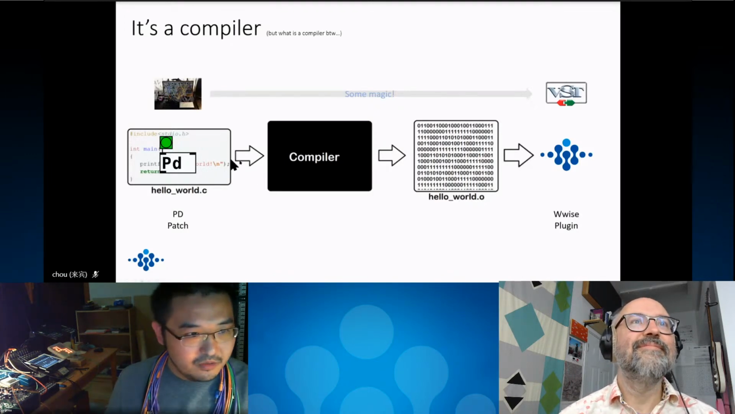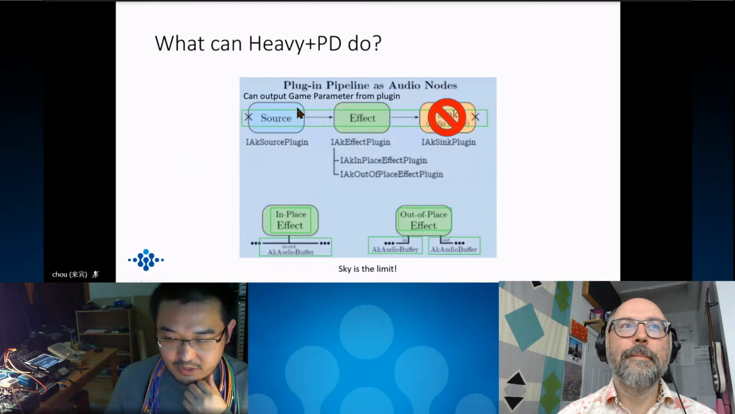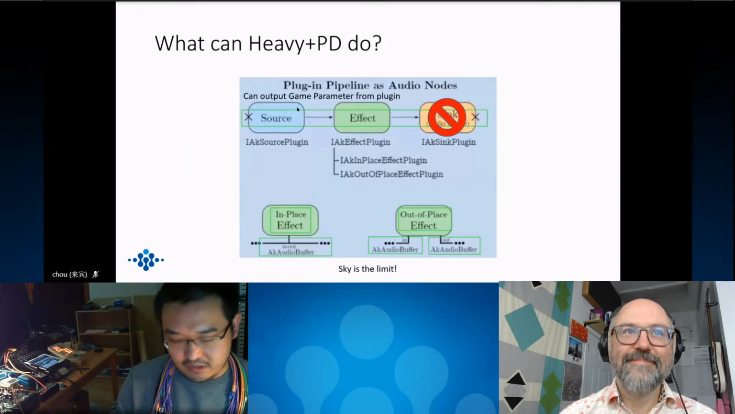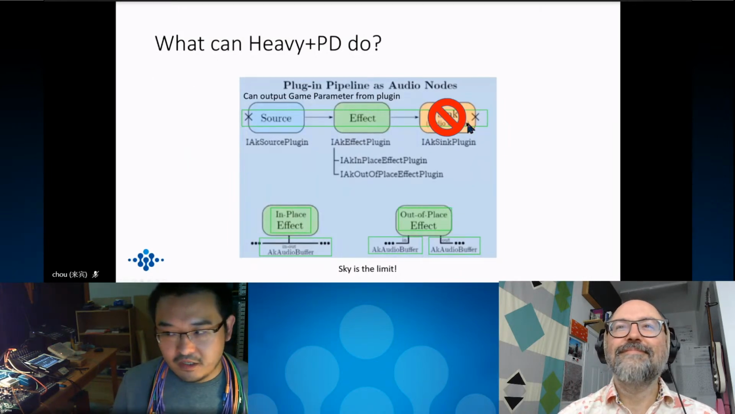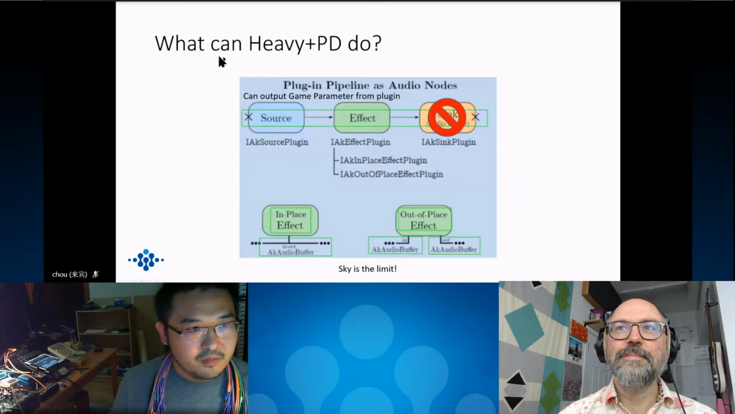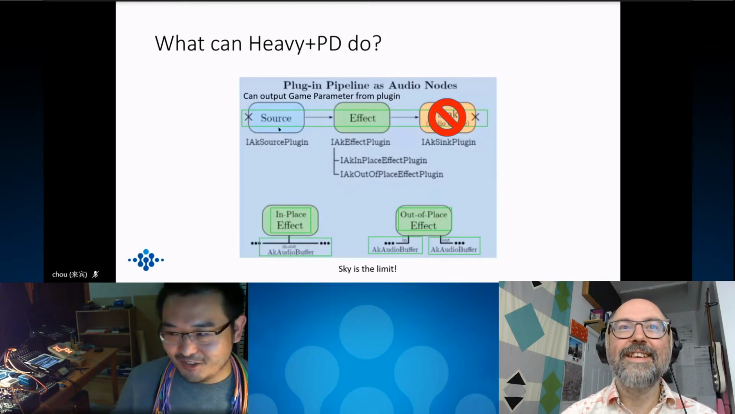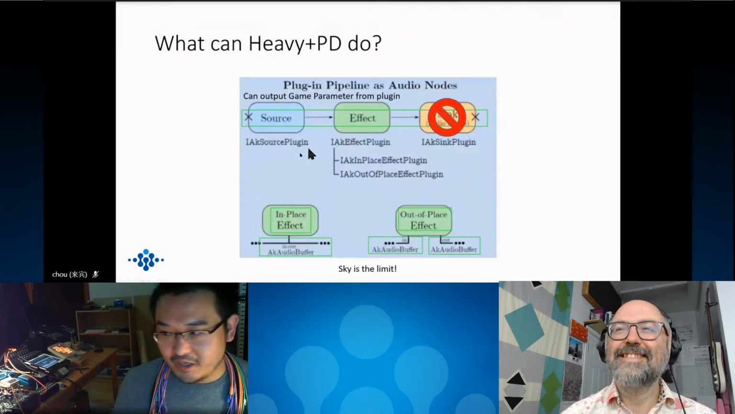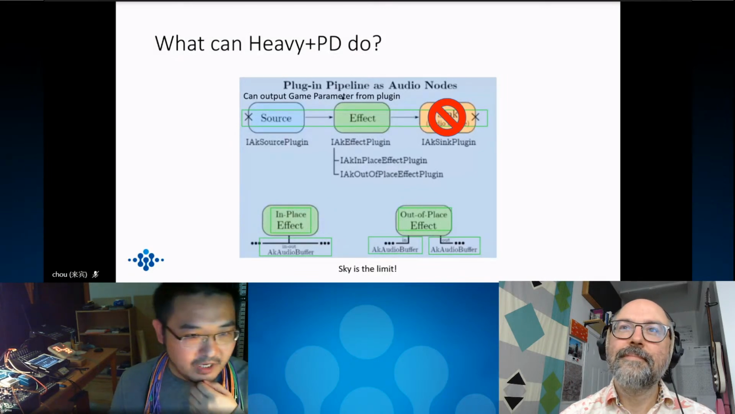Yep. So let's continue. Next is what can Heavy plus PD do? I think Samuel has already talked about how many kinds of PD Wwise plugin there are. We have source, effect, and sink. Sink is an audio device, and for the effect we have in-place effect and out-of-place effect. But if you are using Heavy and PD, you can create a source. Like you think, okay, Wwise doesn't have an FM synthesizer, I want to create an FM one, right? So you can create a source plugin, and then there is an effect plugin. What we are going to make is mostly an effect plugin.